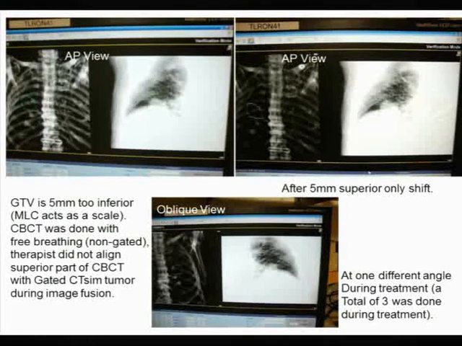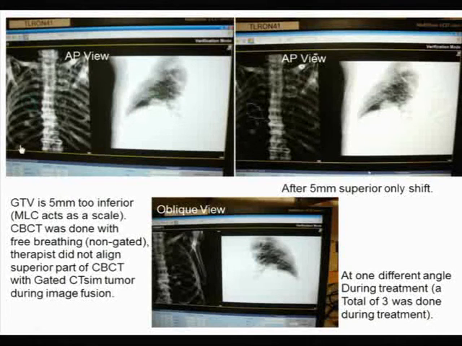For example, most people get the expiration phase, and the cone beam CT is done for free breathing. So you should align the patient superiorly with the fiducial or with the GTV, not in the middle. The superior position will represent the gated phase.